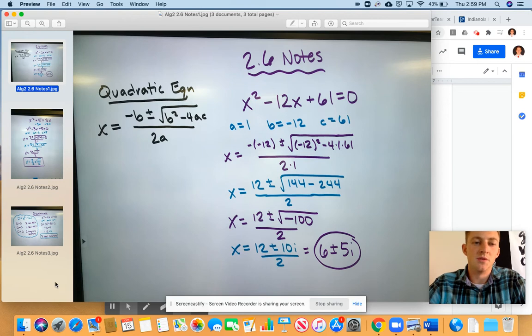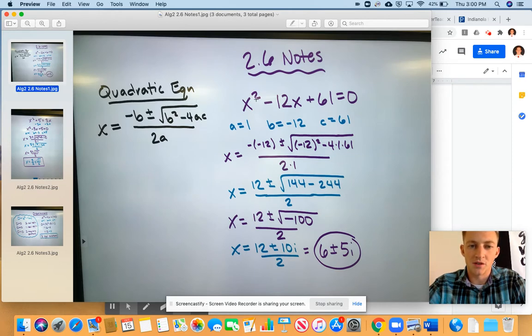All right, Algebra 2, we are working with the quadratic equation today. So the quadratic equation is x equals the opposite of b plus or minus the square root of b squared minus 4 times a times c, all divided by 2a. Not just the square root, the whole thing divided by 2a. So we're going to have two answers because we have a plus and a minus.